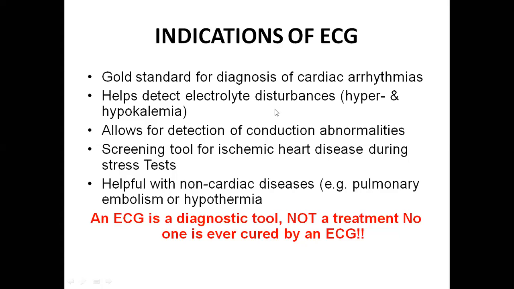And this ECG is helpful with non-cardiac diseases like pulmonary embolism or hypothermia. That means pulmonary embolism and hypothermia are related to some blood activities. Blood is pumped from the heart through the body. So this ECG denotes this kind of disturbances in case of heart dysfunctions.